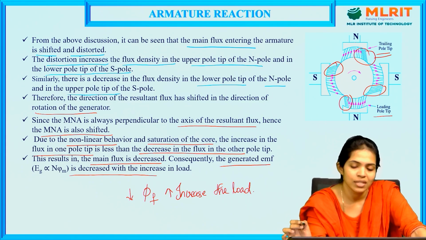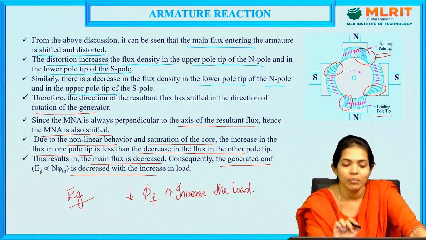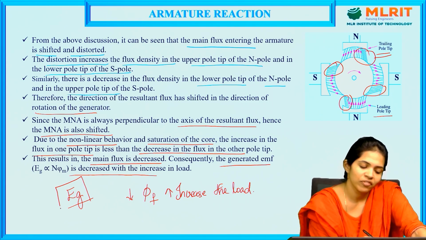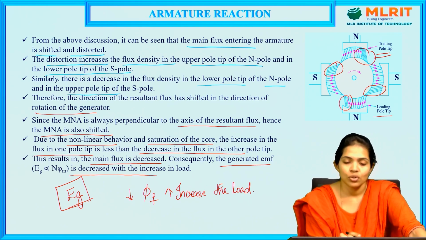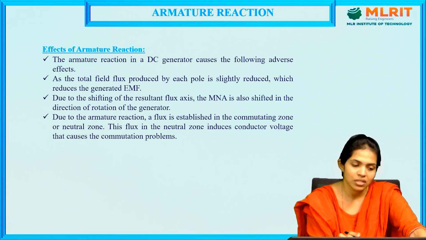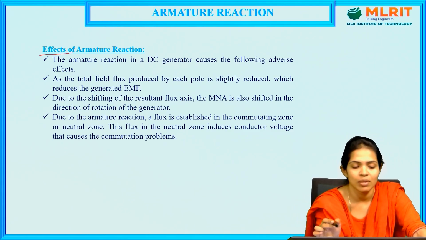So that is the reason why this distortion, or this decrease in the main field flux, will cause the generated EMF also to be decreased. So this is the effect of armature reaction on the main field flux, thus decreasing the generated EMF in the generator. So now we have seen that it causes different effects. So the effects of armature reaction can now be summarized like this.